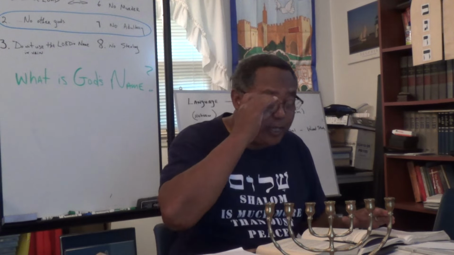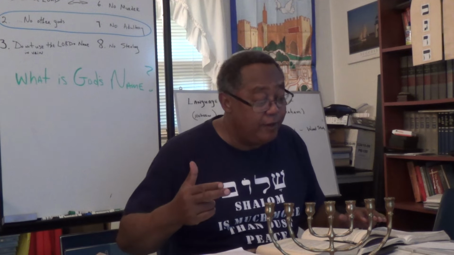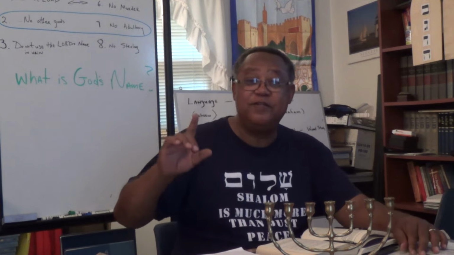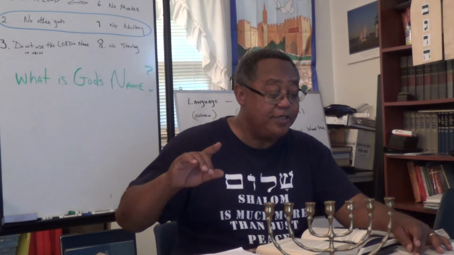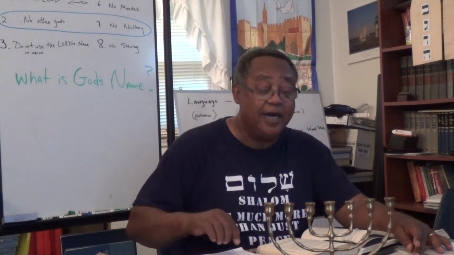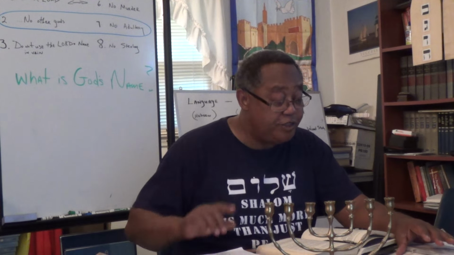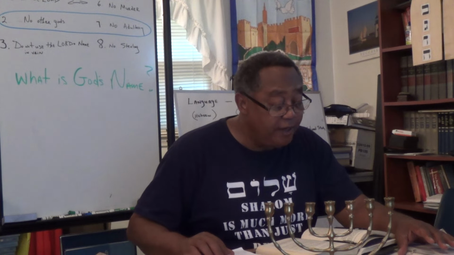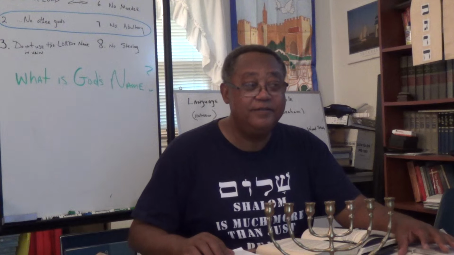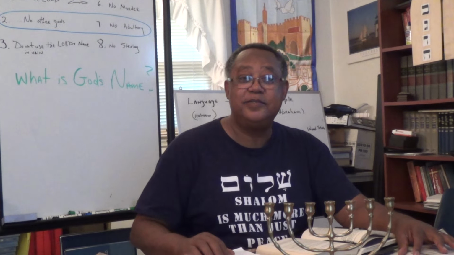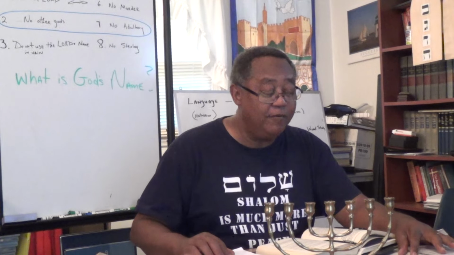So tonight we're working on part number 3, and I'll make it easy for everybody. This is what the Protestant says: "You shall not take God's name in vain." The Jewish version says, "You shall not take the name of the Lord your God in vain." There's a big difference. One says Lord your God, and the other one just says God.